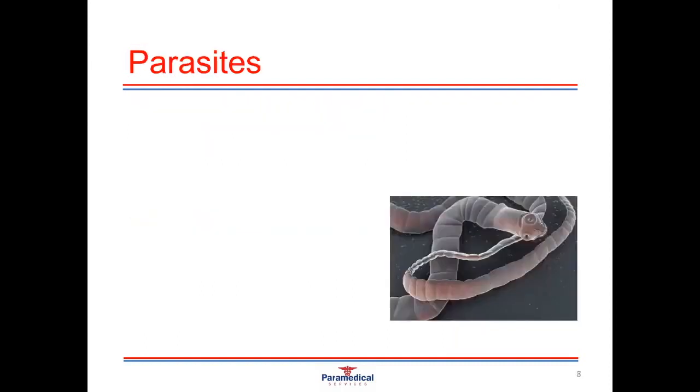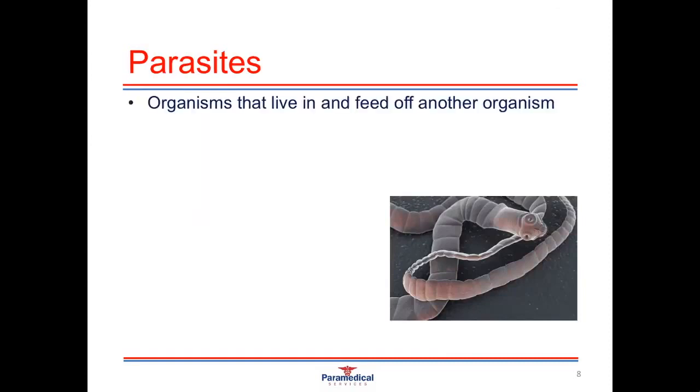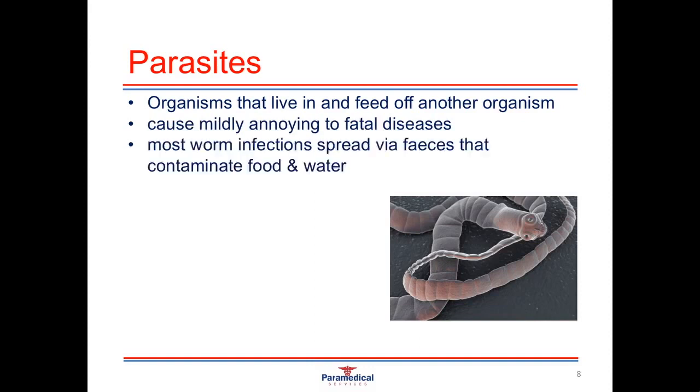The last type of pathogenic agent we're going to have a look at are parasites. So parasites need to live and to feed off other organisms. They don't live very well independently of organisms, only for very short periods of time. They can cause mildly annoying to very fatal diseases. Most worm infections are spread via feces that contaminate food and water sources. And the most common places that practitioners will see this is in developing countries where there's inadequate supply of fresh and clean water sources and of good sanitation practices.